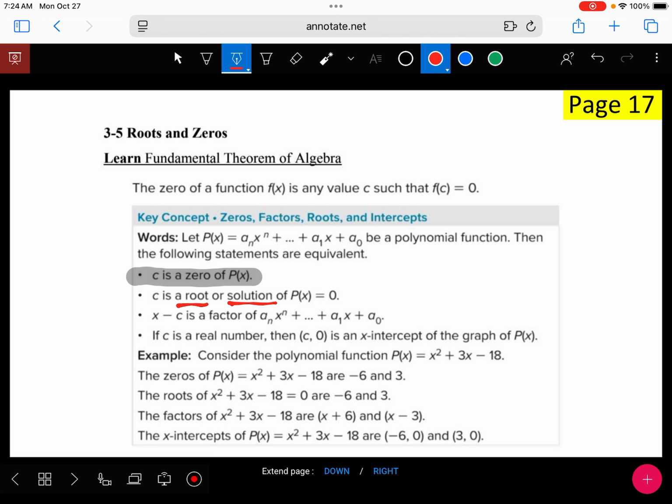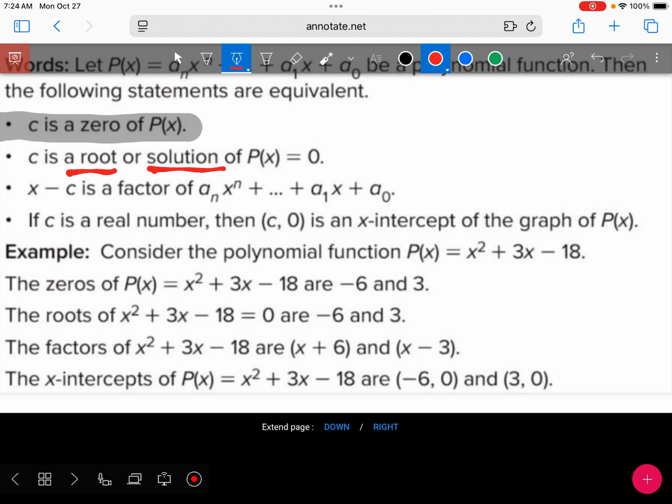So they gave an example at the bottom. If we look at this quadratic, x squared plus 3x minus 6, the solutions are -6 and 3. And you can call that a 0. The roots are -6 and 3. But when you write your factors, you always flip the sign. See how it becomes a +6 and a -3. And if you're writing it as an ordered pair, you have to put that 0 after the x.